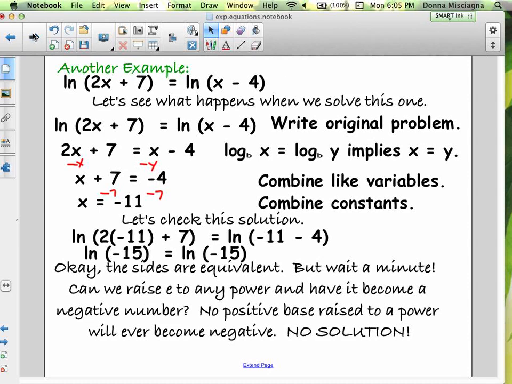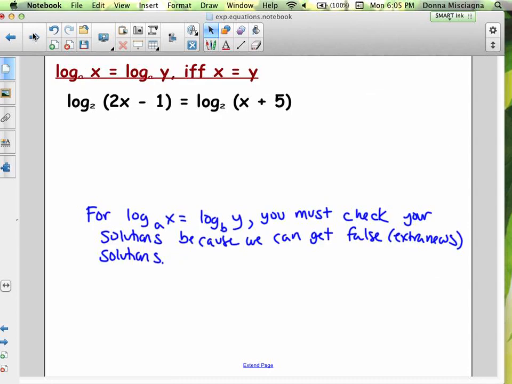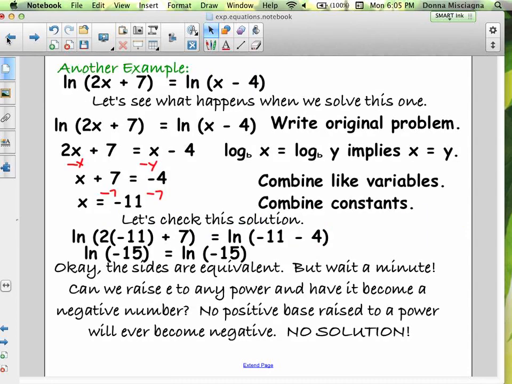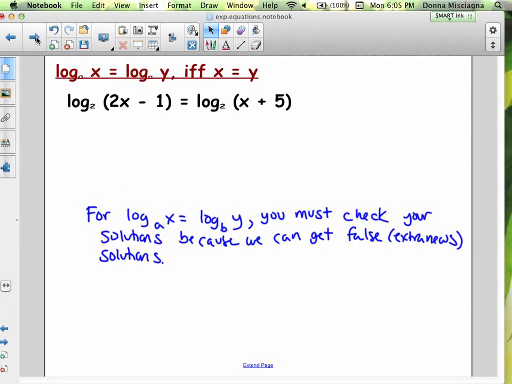Just because we get an answer for 2x plus 7 equals x minus 4 doesn't necessarily mean that answer is a good one. It doesn't work in the log equation. I think we've got one more.